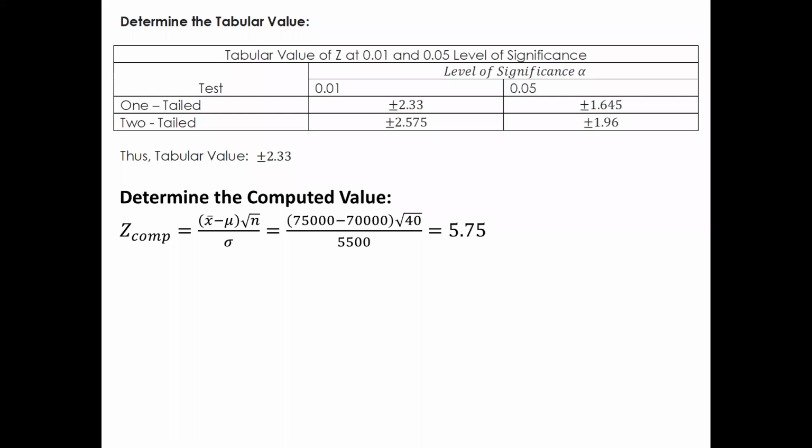Okay, computed value of Z-test is 5.75. So what do you think? Mataas ba ang computed sa critical or less than? If we're going to analyze the data based sa critical value at computed value, ang critical value is the tabular value. Okay, alin ba ang mataas? Computed ba o ang critical? Computed po. So po, kapag mataas ang computed, anong ibig sabihin nun?